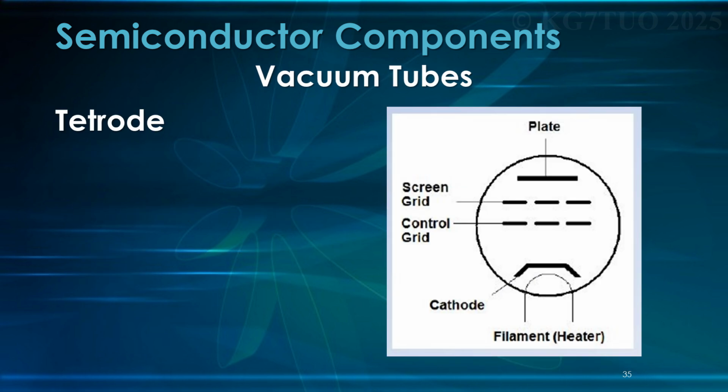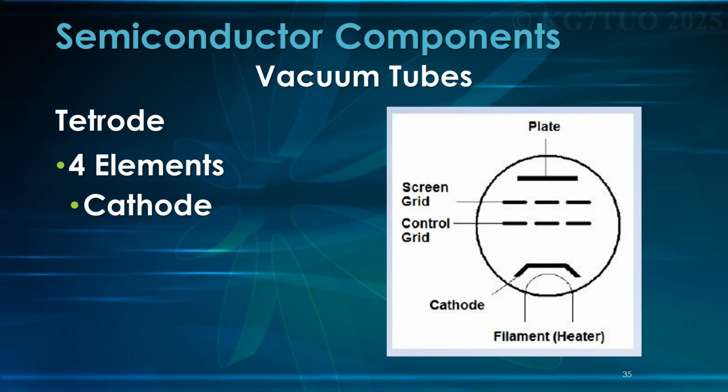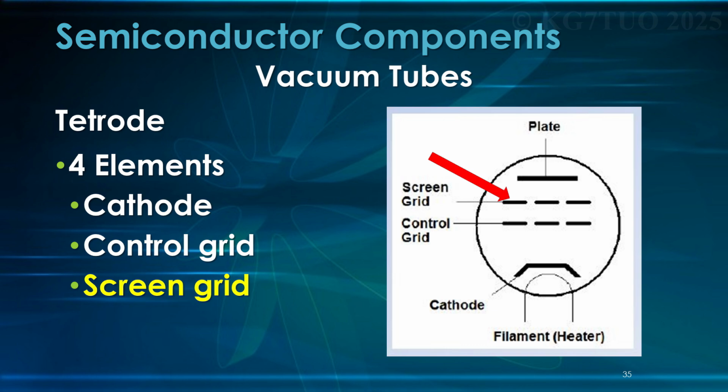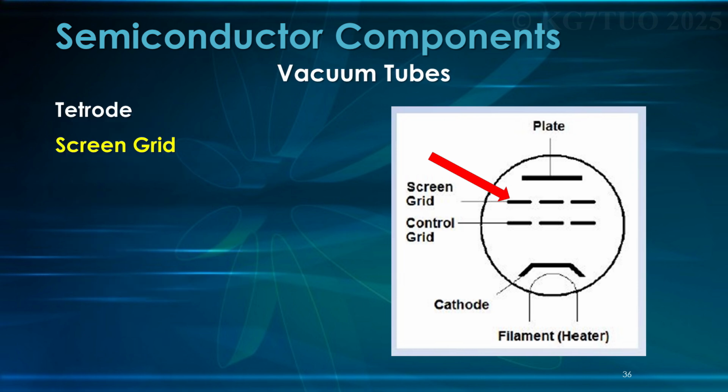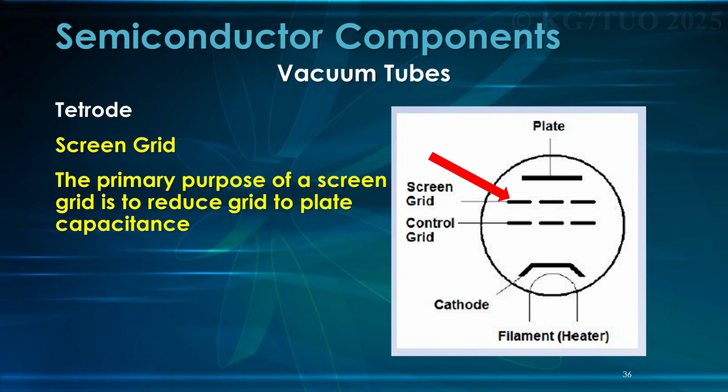All right, tetrode, 4 elements. This has got a cathode, a control grid, and a screen grid. So this is the screen grid right here. It's also got a plate, and the primary purpose of the screen grid is to reduce grid to plate capacitance. And that's the key phrase: screen grid reduces grid to plate capacitance.